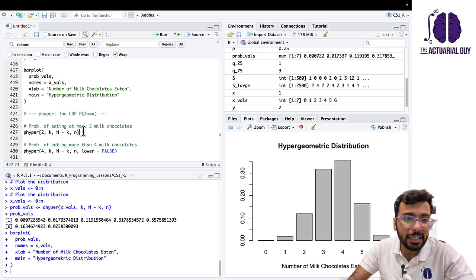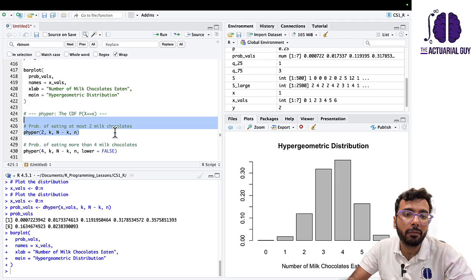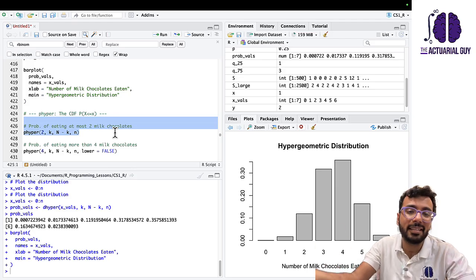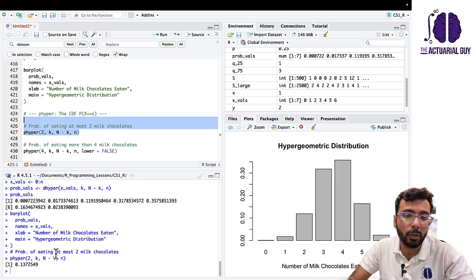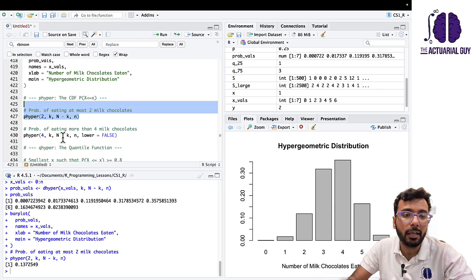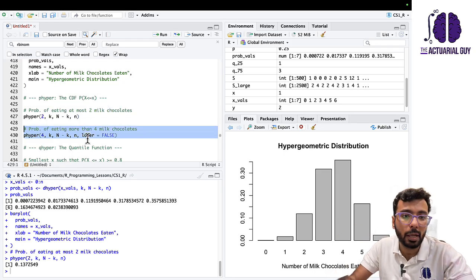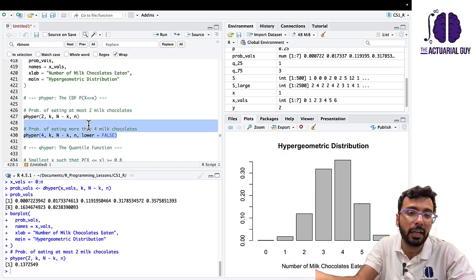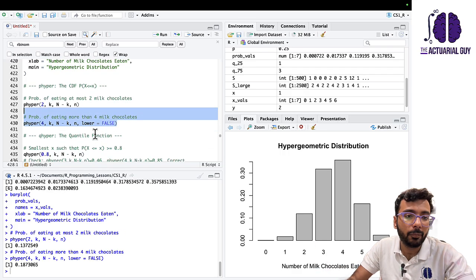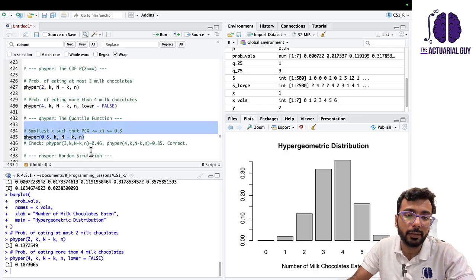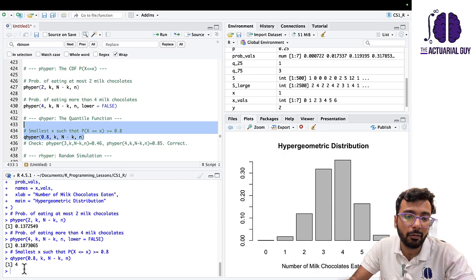Similarly, if you want to get the CDF, you use P hyper instead of D hyper. This is the probability of eating at most 2 milk chocolates, less than or equal to 2, so that is 0.1372549. Probability of eating more than 4 milk chocolates: you have this parameter here called lower, you put it as false. So this is greater than 4. All of these things are the same. Then you have the same Q hyper function which is able to get the 88th percentile, which is 4.